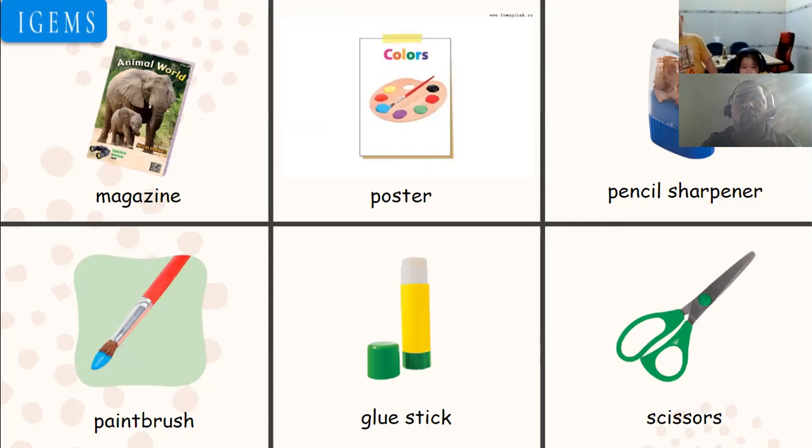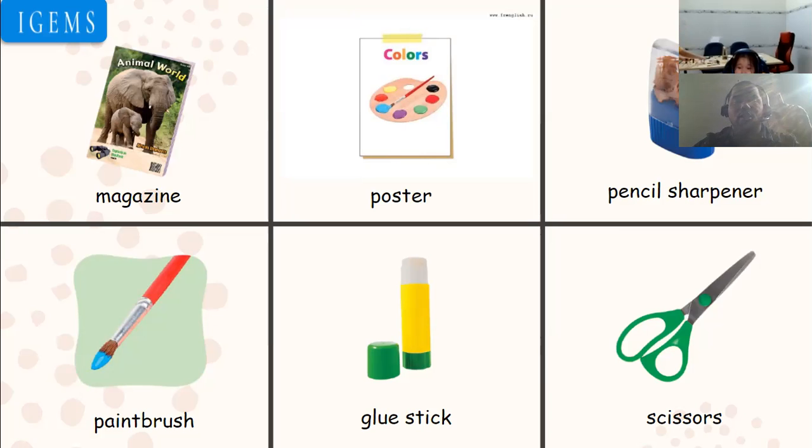Okay. So the next one, do you know the next one? The next one is glue stick. What is the next one? Glue stick. And after that, we are having scissors. Okay, scissors. Now we are going to review.